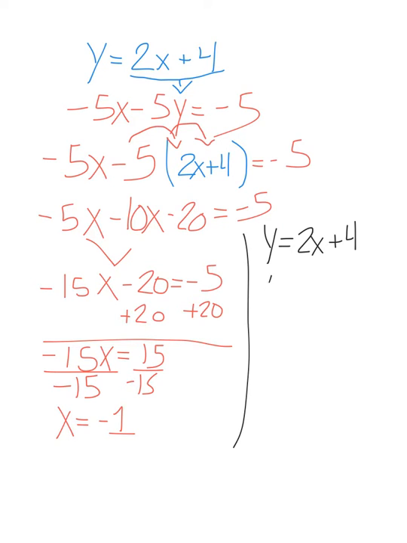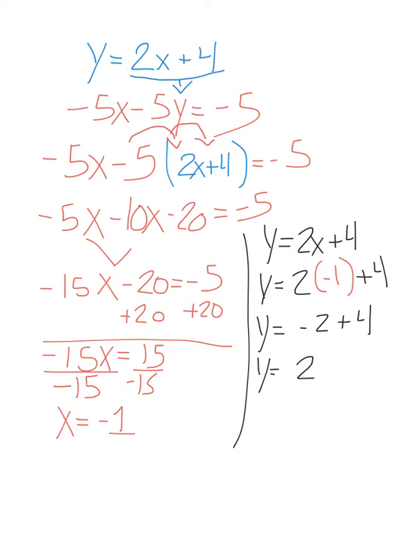So now we're taking that negative 1 and we're plugging it in for x. So y equals 2, and I'm plugging that negative 1 in for x. And then we have plus 4. So we have y equals 2 times negative 1 is negative 2 plus 4. Negative 2 plus 4 is positive 2. So we end up with our solution, which is negative 1, 2. And once again, always check your solution. Take that ordered pair, that negative 1, 2, and plug it back into each of those equations from the start.